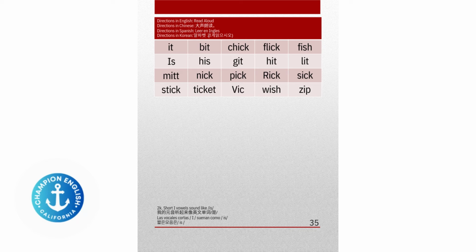Okay, students, and we are now on our I sounds. Remember, when we write the alphabet letter I, it has two phonetic sounds. Can we say that together? That's right, students. So now we're looking at our words, and let's say them out loud together.